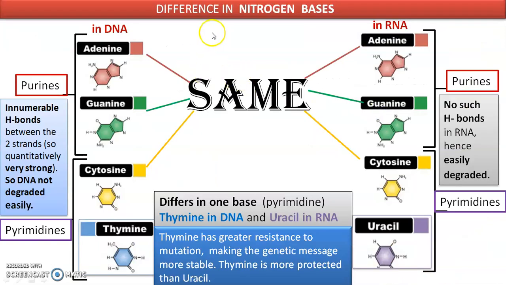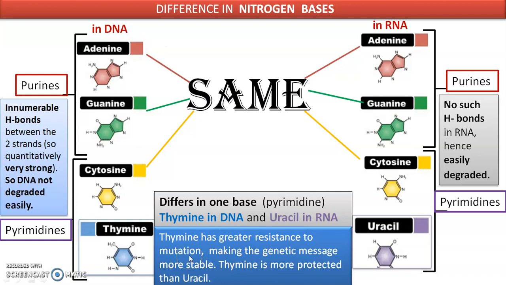Then we have differences in the nitrogen bases. Purines are the same in DNA and RNA, adenine and guanine in both cases. When we see pyrimidines, cytosine is common to both, whereas in DNA, the other pyrimidine is thymine and in RNA it is uracil. And this presence of thymine also makes DNA a better genetic material. It has greater resistance to mutation.